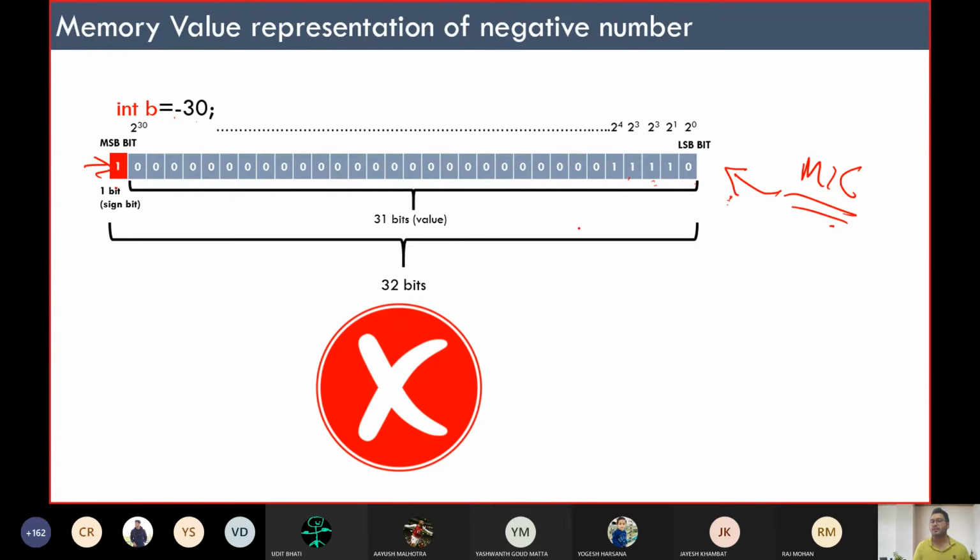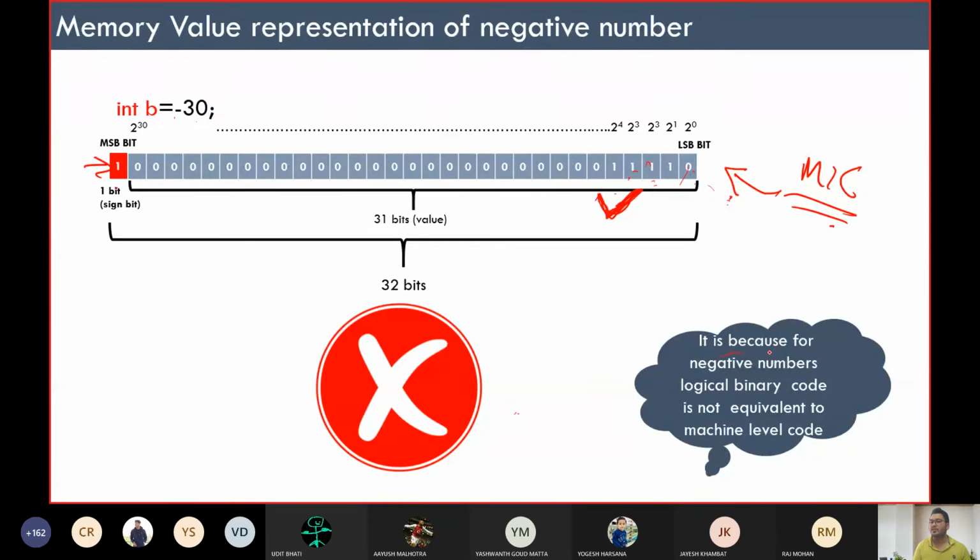So if somebody performs any operator using this number, and I will demonstrate the same thing, you will get the incorrect answer. Why? Because at machine level, minus 30 is not represented like that. If I perform the left shift or right shift operator, I will get the wrong output compared to solving the problems manually, because a negative number's logical binary code is not equivalent to its machine level code.